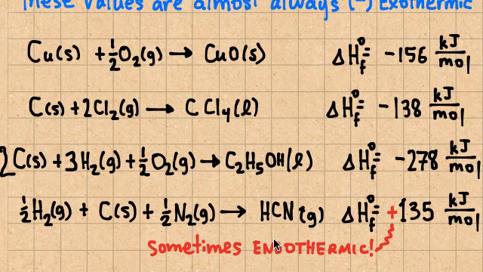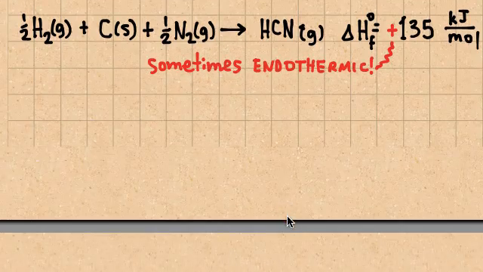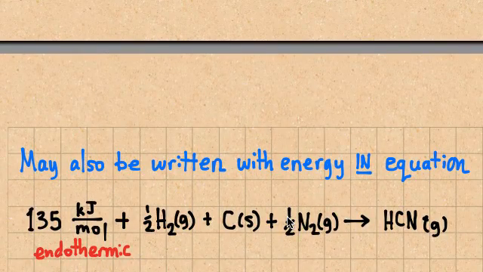Sometimes they're endothermic, like if HCN, hydrogen cyanide gas, a nasty gas, is created from hydrogen, carbon, and nitrogen, then this has more energy than the separate reactants. So it's endothermic. You have to pump energy into these reactants to make them do this. Often it's not just a single step like I'm writing it here, but we're speaking hypothetically, theoretically. These are where the numbers come from. They're measurable.